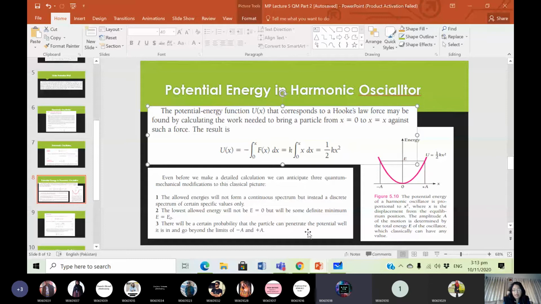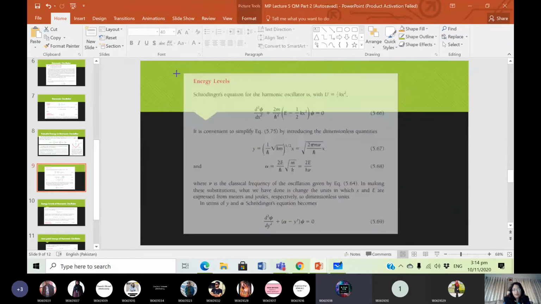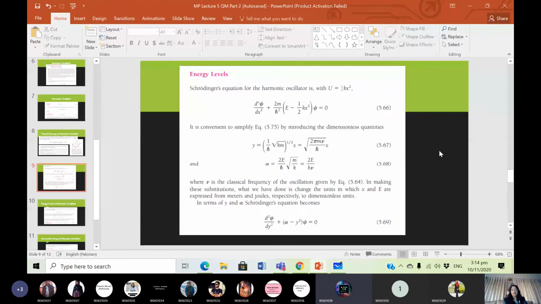There will be some probability that the particle can pass through the potential well it is in and go beyond the limits of minus A and positive A. Okay, so these are 3 quantum mechanical modifications to this classical picture. In order to understand the first modification, we have to use the Schrodinger equation. Then we will go to number 2, and then we'll check number 3 as well. So for the energy levels, now we have to find what the psi will be and what the energy levels are going to be for the harmonic oscillator.